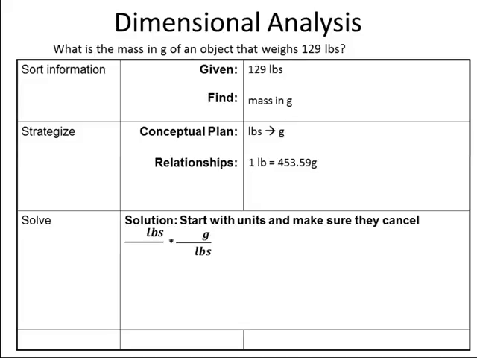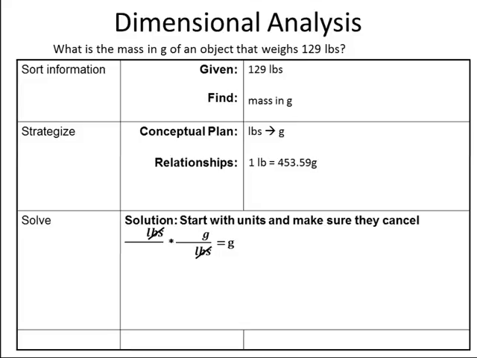Grams then needs to go on top. Now in looking at this, my pound units are going to cancel. I'm then left with grams. So just based upon the units, I started with pounds, I'm ending with grams, I did what I wanted to.